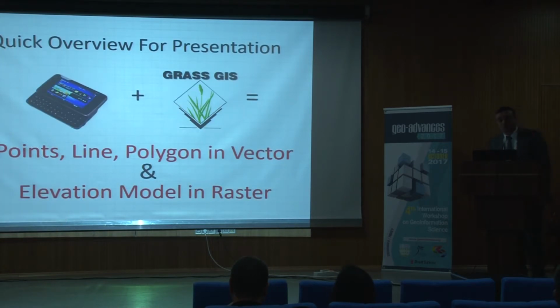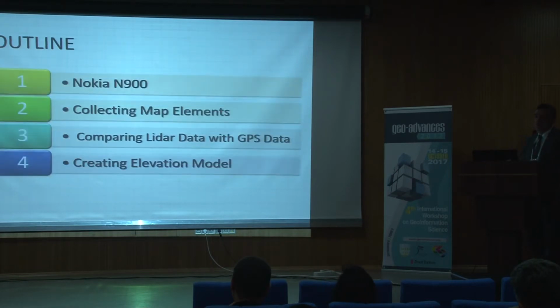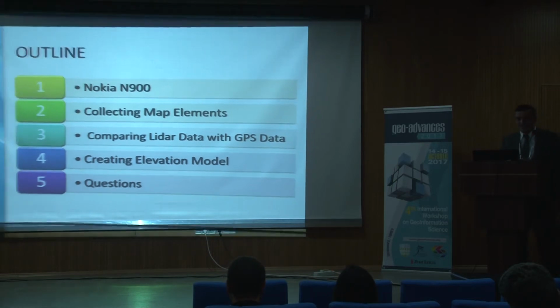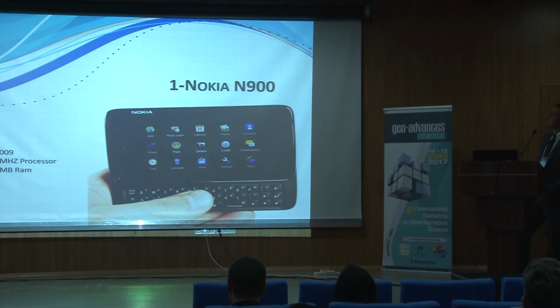Let's look at an overview of the presentation first. In this presentation, I will try to create a raster and vector map using a cell phone. Let's start with the outline. In the first part, I will talk about the platform developed for this project. In the second part, we will talk about how we can collect point, line, or polygon data from the ground using a cell phone. In the third part, we will compare LiDAR data with GPS data. In the fourth part, I will show you some examples of elevation models created on the cell phone. And in the last part, I will take your questions.